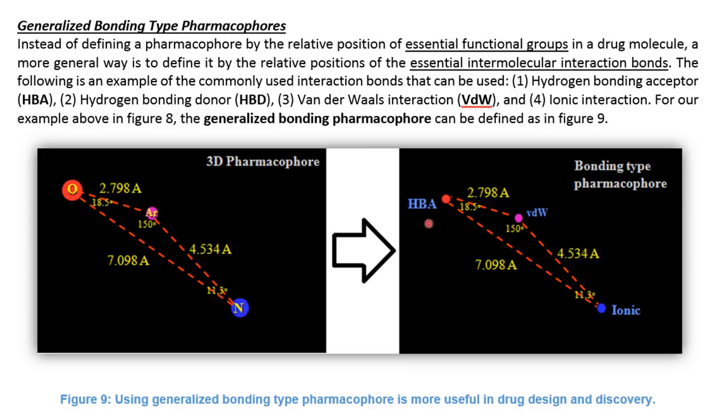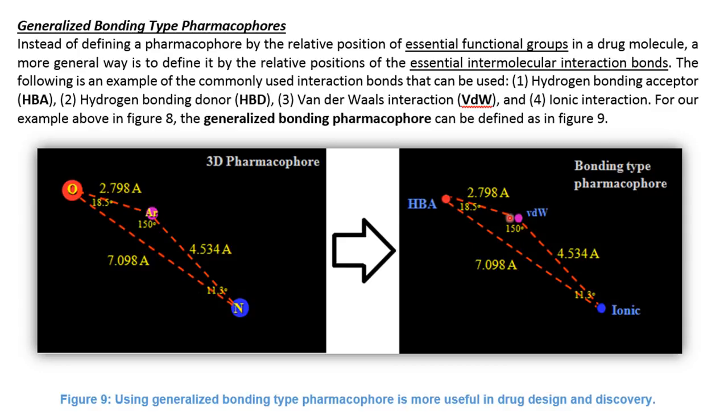There is another kind of pharmacophore called the generalized bonding type pharmacophore. In this type, we define the interactions that each of these groups can be responsible for. So instead of defining an oxygen here, we would say this oxygen is responsible for making a hydrogen bond acceptor with the binding site. This aromatic benzene is responsible for making van der Waals interactions, and finally this nitrogen, the quaternary nitrogen, is responsible for making an ionic interaction.